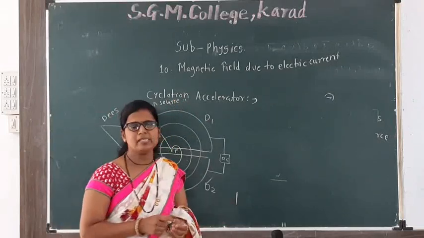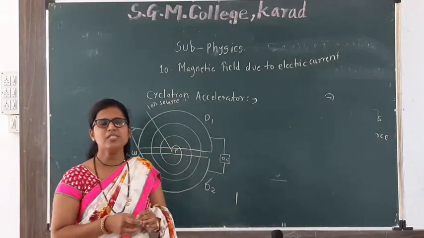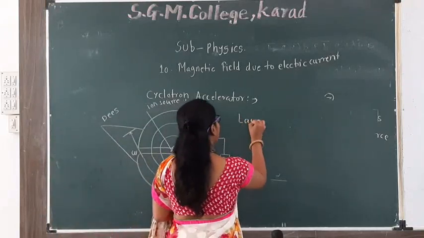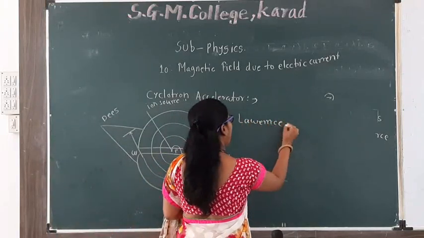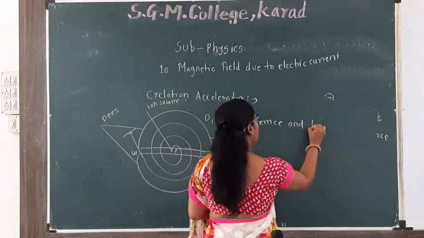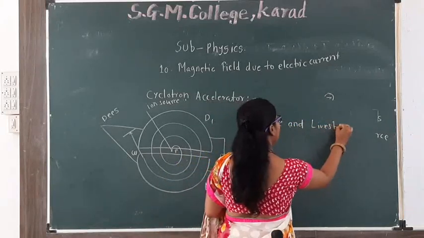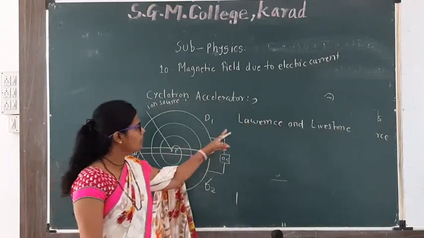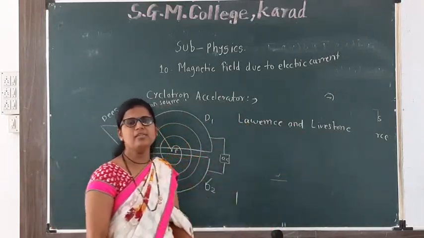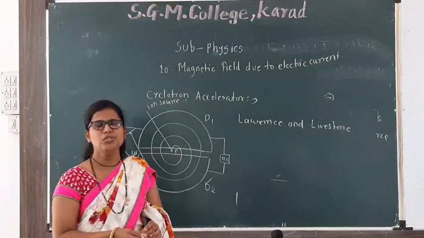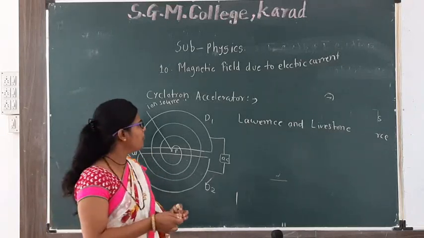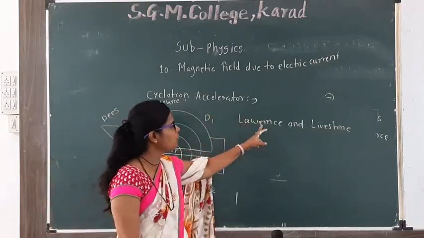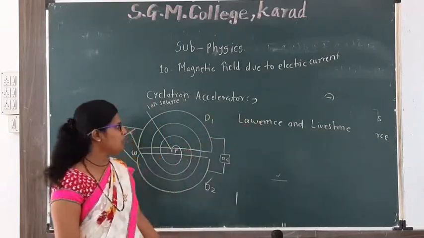This cyclotron accelerator was first invented by the scientists Lawrence and Livingston in 1934. It is used for the purpose of studying the nuclear structure.